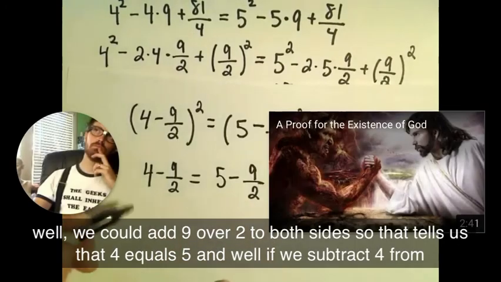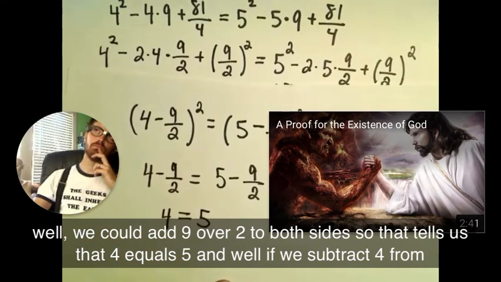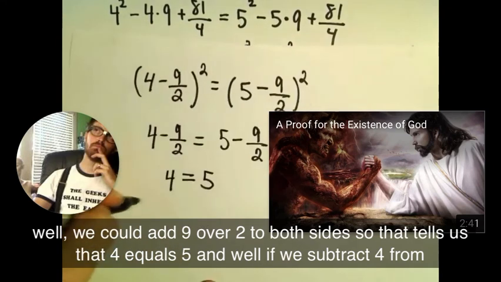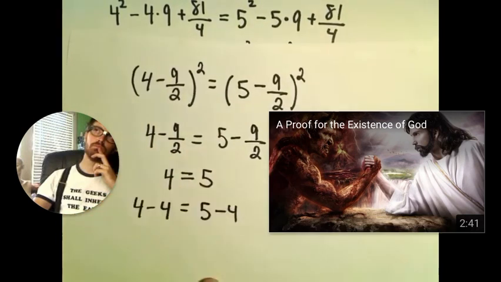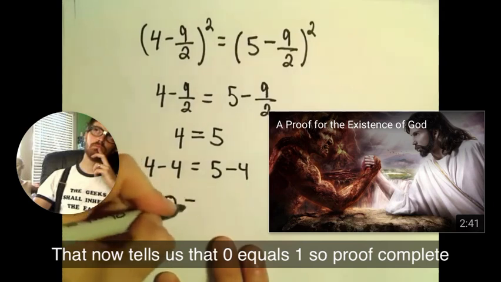And, well, we could add 9 over 2 to both sides. So that tells us that 4 equals 5. And, well, if we subtract 4 from both sides, that now tells us that 0 equals 1.